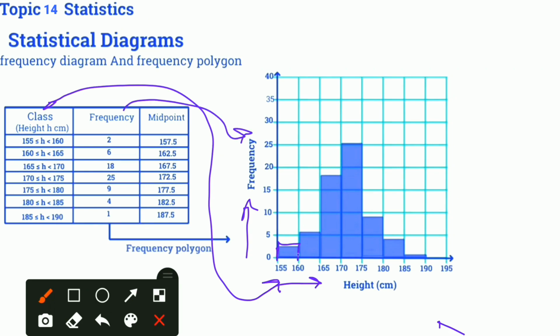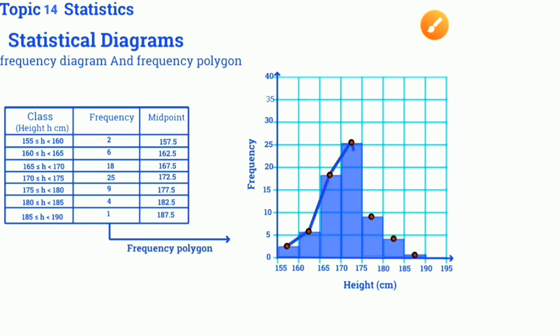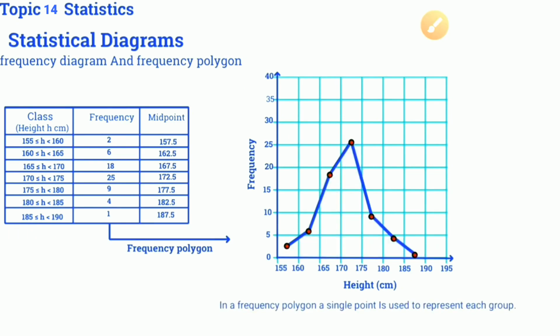Let's say, what is the frequency between 155 and 160? It's 2. So this is the value of 2. Taking the midpoint of all these, you get the frequency polygon. In a frequency polygon, a single point is used to represent each group. This point is placed at the midpoint of the group and shows the frequency for the group.